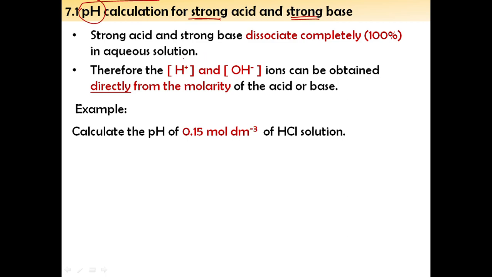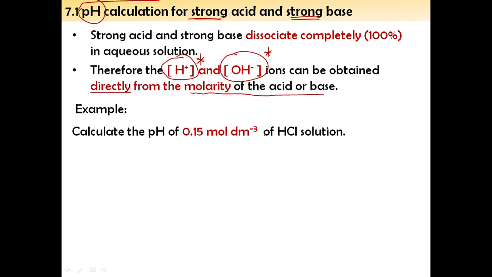Jadinya, concentration untuk H+ dan concentration untuk OH- yang terhasil adalah sama dengan concentration acid or the base since 100% dissociate. Okay, jadinya sekarang kalau saya nak kira pH, saya mesti tahu concentration H+, kan? That's the formula. Jadi, kena identify what is the concentration for H+ first ataupun OH- lah. Okay, jadi untuk strong acid or strong base, kita boleh dapat direct daripada concentration of the acid or for the base. Okay, terus kita tengok example untuk faham.